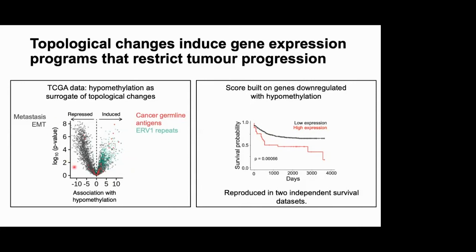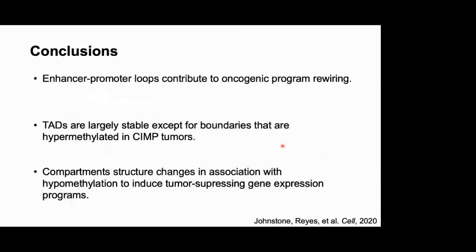We built a score based on these expression profiles, and we saw that the tumors that fail to repress these genes were associated with worse prognosis. So with all this, we could conclude that what we were seeing is a mechanism that silences genes to restrict tumor progression, and the failure to induce this mechanism is associated with worse outcomes.